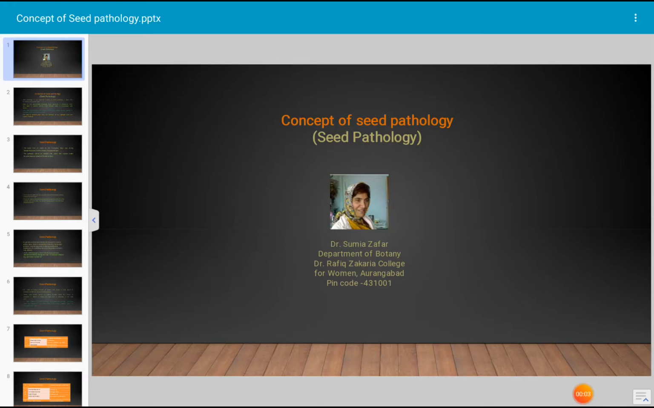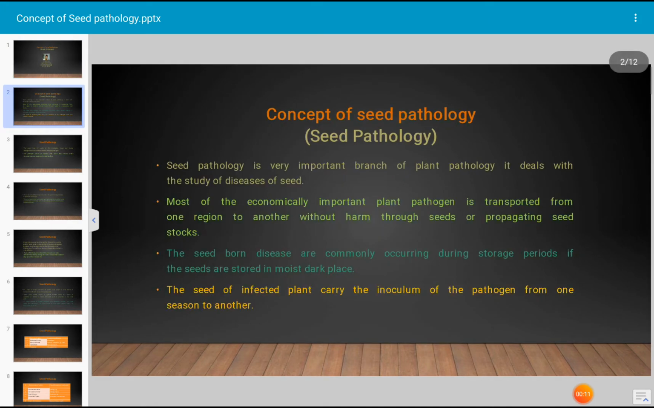Today's topic for discussion is the concept of seed pathology. Seed pathology is concerned with the diseases of seeds or the transportation of diseases through seeds. It is a very important branch of pathology. It deals with the study of all types of diseases of seeds.